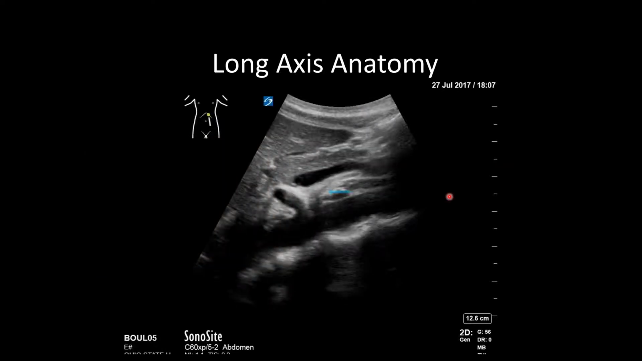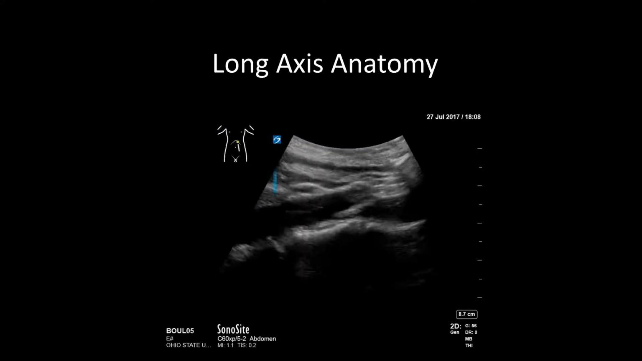Let's review the anatomy. The SMA will branch off anterior and traverse caudal from the aorta. The celiac trunk will branch off anterior and travel cephalad into the liver. Again, the aorta will be the anechoic tube and at the bifurcation you will see the right and left iliac arteries branching off. The spine can be seen as a mountain range appearance in the far field of this view.